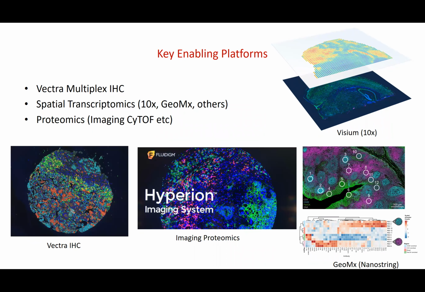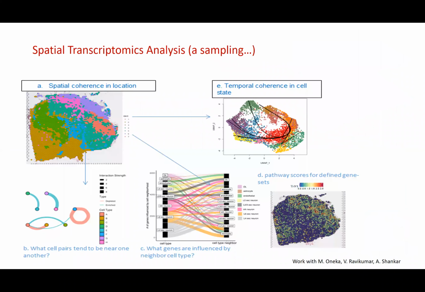You've already heard a lot today about key enabling platforms like the Vectra Multiplex IHC platform, spatial transcriptomics platform from 10x and nanostring, etc. Others are coming through as well. Proteomics platforms like imaging CyTOF. All these are making lots of data available to us. And we now need analysis pipelines to be able to bring this data into useful information that can help hypothesis generation, validations, etc. So an example of the kinds of analysis that we can do is illustrated in this figure.